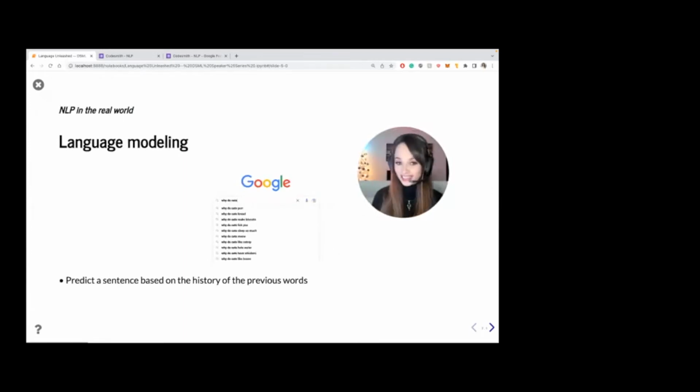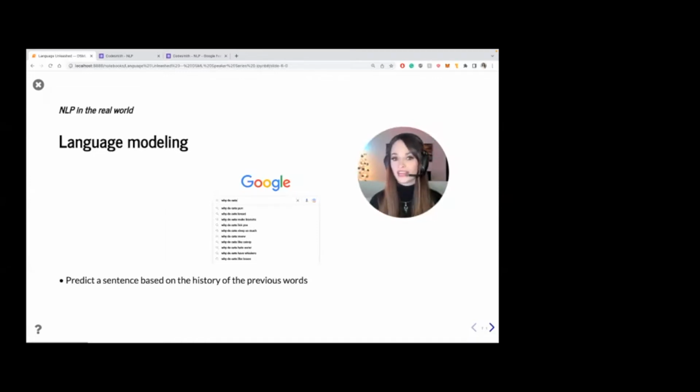So going into some examples of NLP in the real world, this is where we'll see that probably, most likely, all of you have used NLP today. The first example would be language modeling. This happens whenever you go on Google and you write something on the search bar, and then the search bar gives you more recommendations. For example, in this case, I was searching for why do cats, and then it showed me why do cats purr, why do cats make biscuits, etc. So basically what it does is predict the sentence based on the history of previous words.